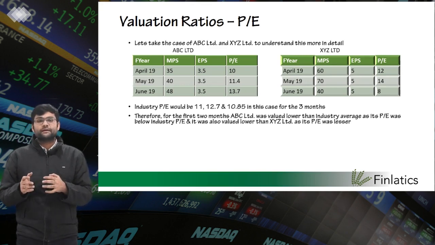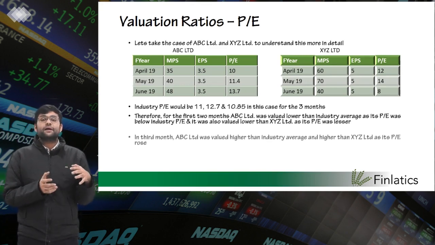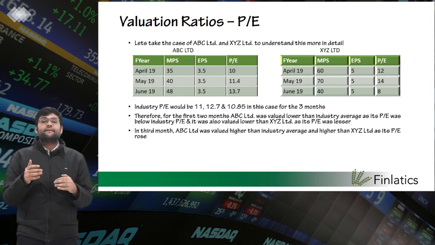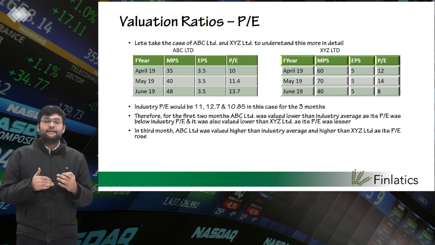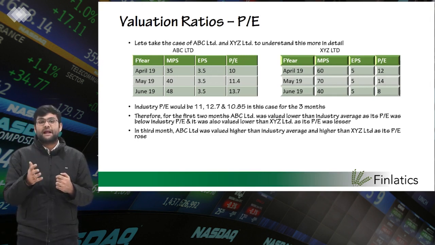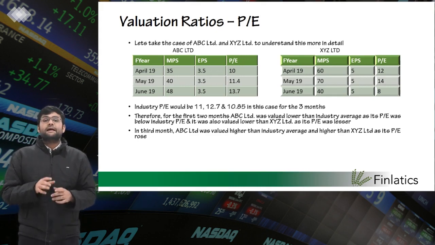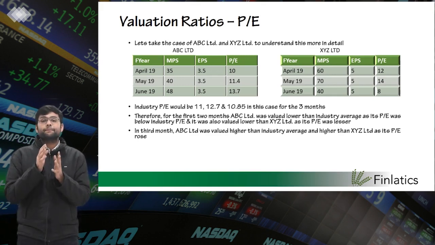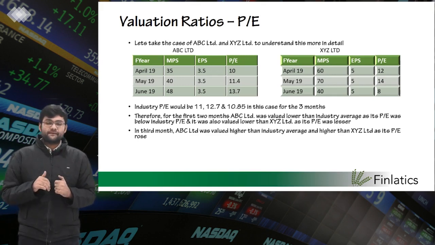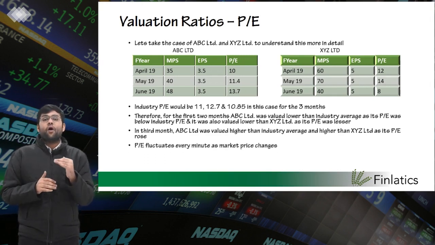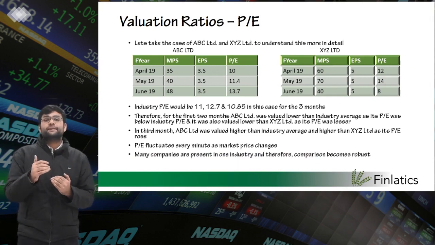However, for the month of June, ABC Limited was valued higher than industry average, as its PE was greater than industry PE, while it was also valued higher than XYZ Limited, its primary competitor, as its PE was greater than the PE of XYZ Limited. It's important to note that the PE of a company fluctuates every minute or every second as the market price of that company keeps fluctuating.